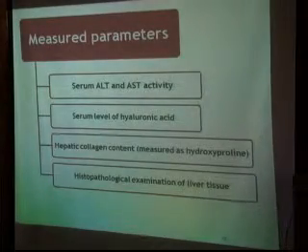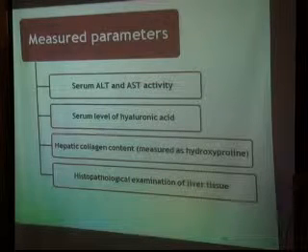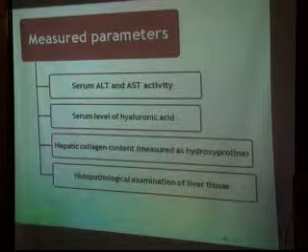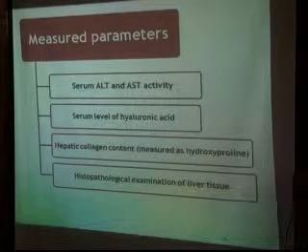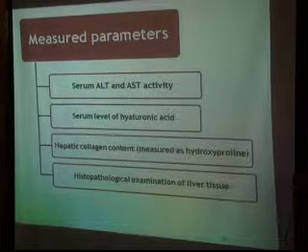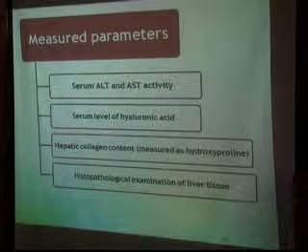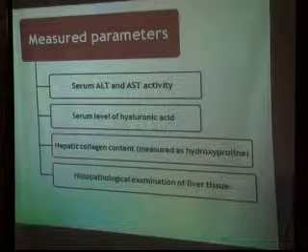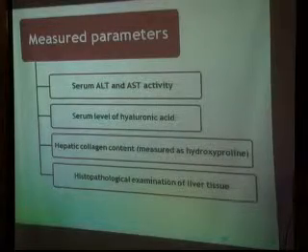The parameters measured in this study are serum ALT and AST activity, which were measured spectrophotometrically using a diagnostic kit. The serum level of hyaluronic acid was measured by enzyme-linked immunosorbent assay, ELISA. Hepatic collagen content was measured chemically as hydroxyproline, and histopathological examination of liver tissue was done by H&E.